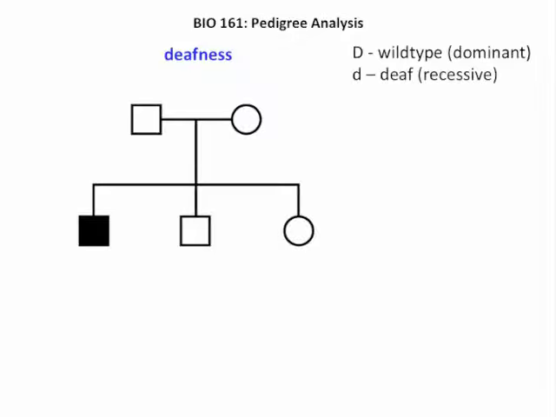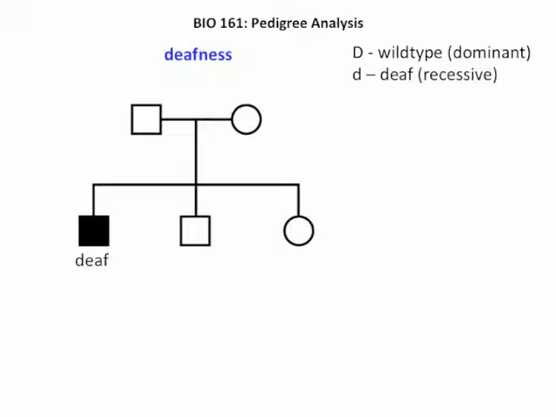So if this is a recessive trait, that means that in order to be deaf, you have to have both little d alleles. In order to be non-deaf, you just need at least one of the wild-type dominant big D alleles. If we look at this pedigree here, what we see is a family, right? Pedigrees are showing family relationships. And what we have are 2 parents and 3 children.